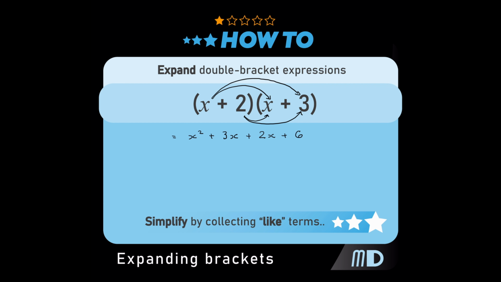And 3x plus 2x is equal to 5x. So the simplified expression is x squared plus 5x plus 6. Here are some more examples of increasing difficulty.